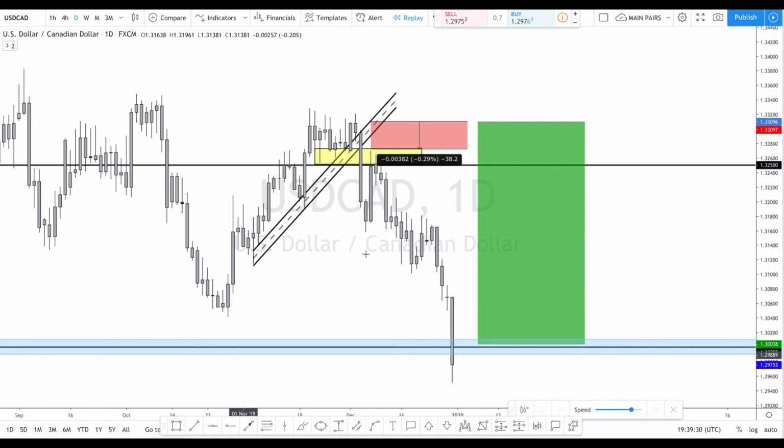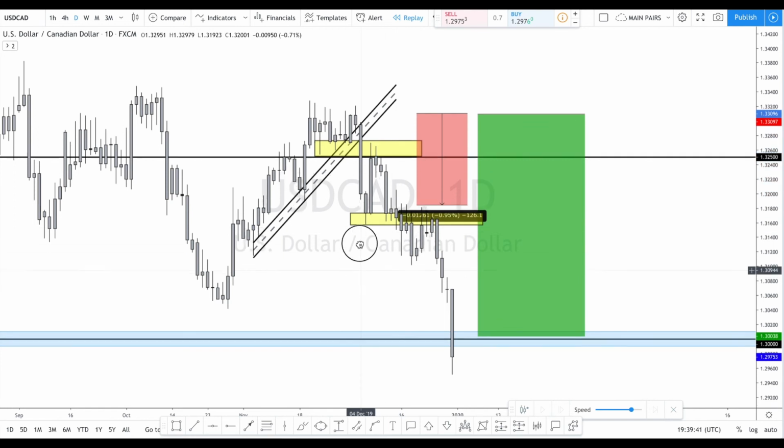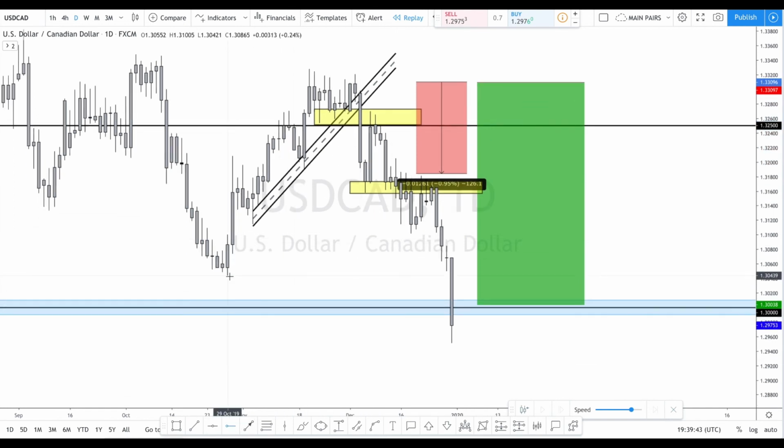So you can let the trade play. That would have hit target. The next time you could have moved your stop loss would have been once price broke another area of support, failed to break through it. So now you've banked in nearly 126 pips.